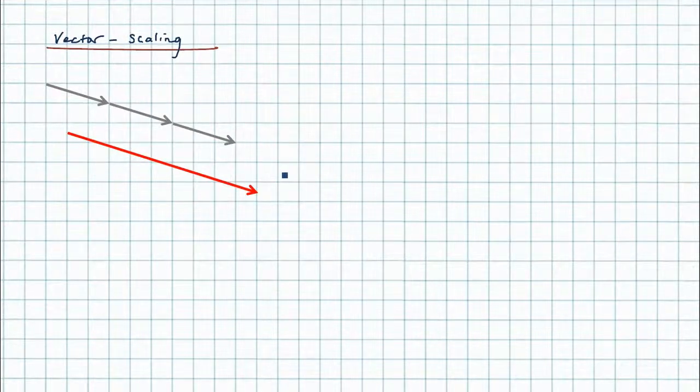Okay, now let's express that mathematically. So what have we done? We've taken an ordinary number 3, and we're multiplying by a vector, which we can express in various ways. I'm just going to use a column vector notation. So our original vector was 3 along and 1 down, so we write that 3, minus 1.